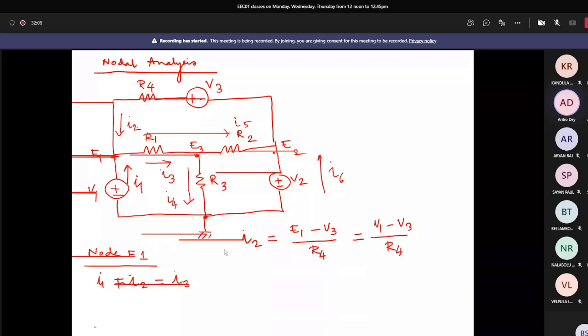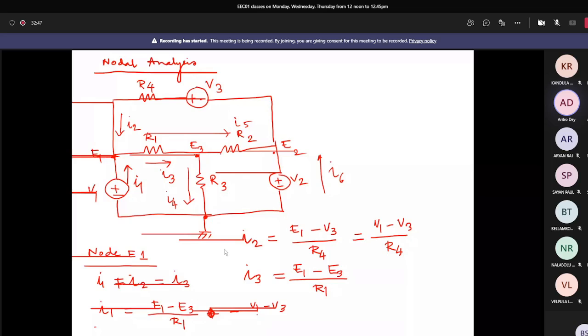So this is your I2. I3 will be E1 minus E3 divided by R1. So we can write I1 is equal to I3, so E1 minus E3 divided by R1, and then minus I2 on the other side. So it will be minus V1 minus V3 divided by R4.